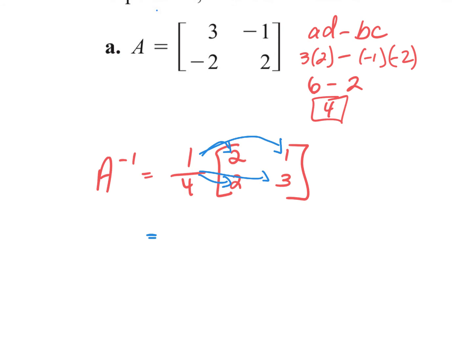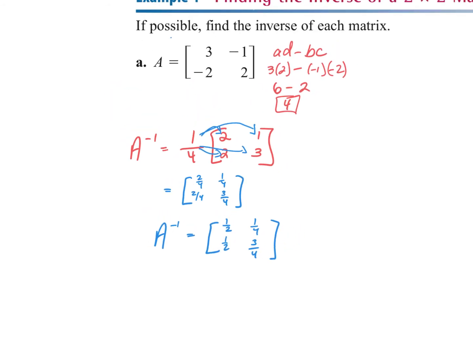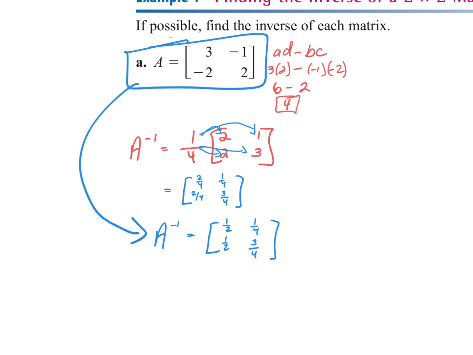So when I multiply 1/4 times 2, I get 2 over 4. 1/4 times 1, I get 1 over 4. And 1/4 times 3, I get 3 over 4, correct? So we're going to simplify. So the inverse is 1/2, 1/2, 1/4, 3/4.